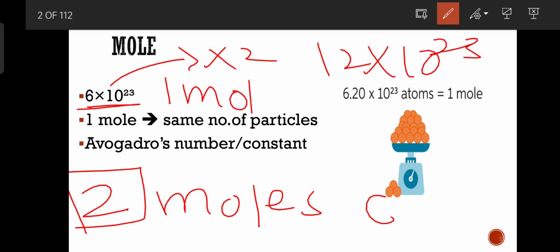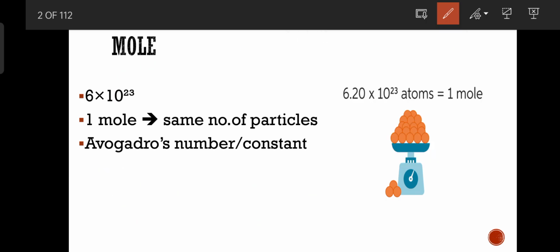And in the same manner, if you want to calculate the number of particles in 3 moles, 4 moles, 5 moles, you simply have to multiply that number with Avogadro's number or Avogadro's constant. This value is called Avogadro's constant or Avogadro's number. 6 multiplied by 10 raised to power 23 is called Avogadro's number. So 1 mole of any substance will have the same number of particles.